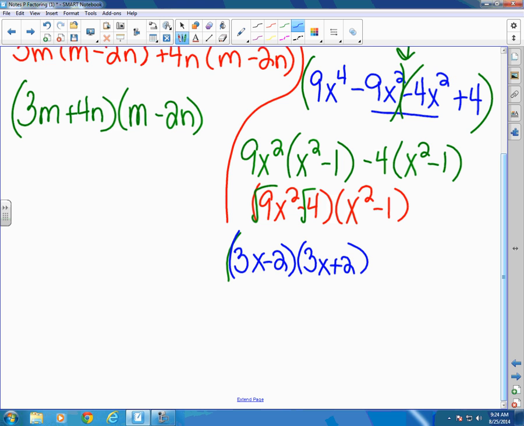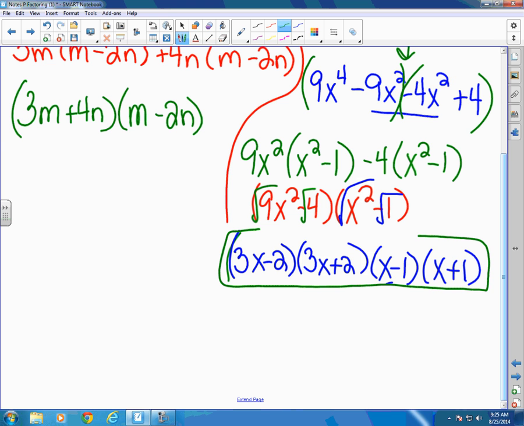My second quantity here in parentheses is x squared minus 1. It is also a perfect square because I can take the square root of x squared and I can take the square root of 1. So this becomes x minus 1 and x plus 1. Now if I look at my answer, I have 3x minus 2, 3x plus 2, x minus 1, and x plus 1. They're no longer perfect squares, so it cannot be factored any further. So this would be the entire factored solution, and it's factored completely. It's broken down as far as it can go.